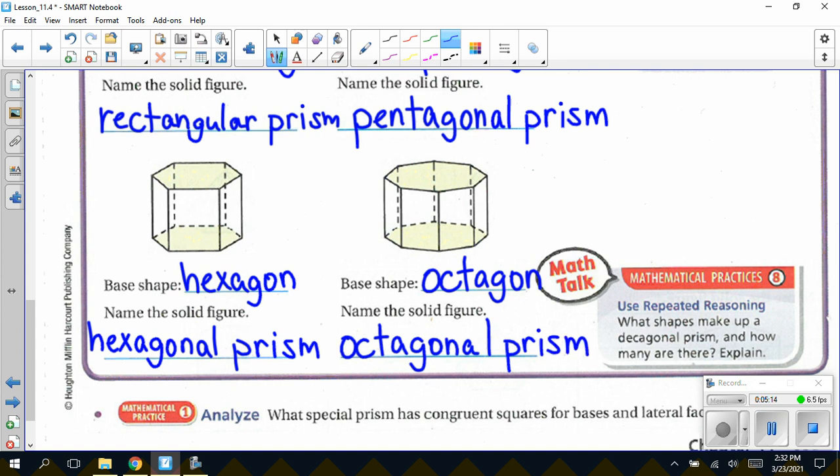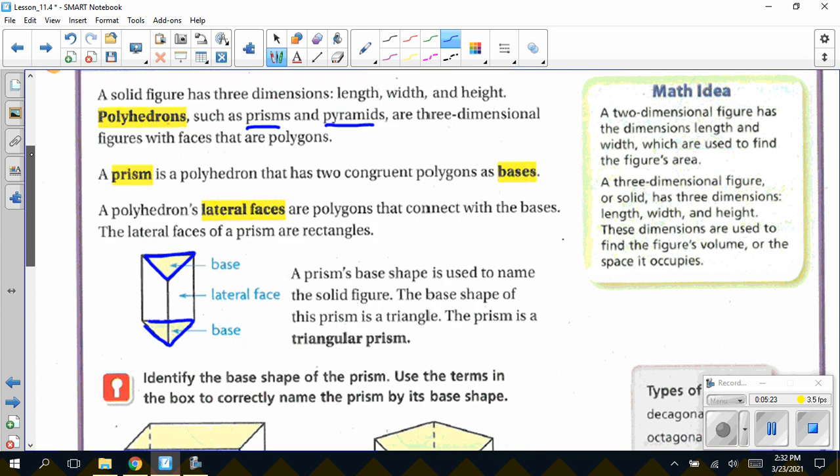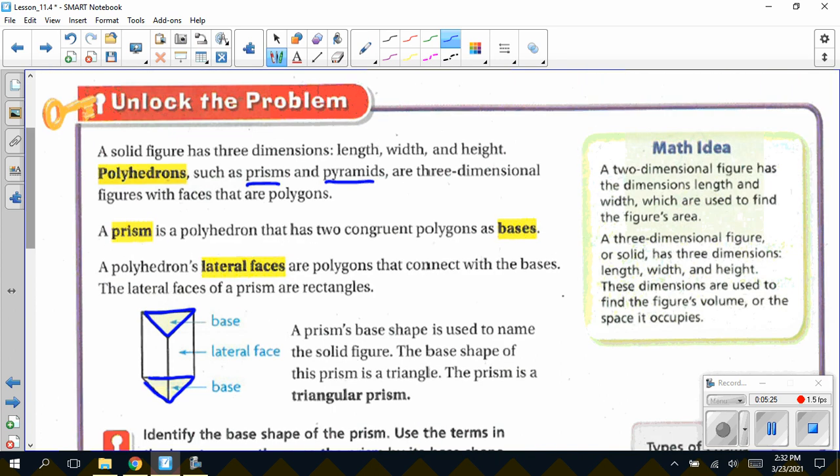So now these are all prisms. So they are all 3D or three-dimensional shapes. That is a little different than when we were working with just polygons. Those two-dimensional figures that we were talking about with our polygons from lesson 11.1, those only have 2 dimensions, and that's why they're two-dimensional figures, which is a length and a width. Remember, the 2 dimensions are used to find area.